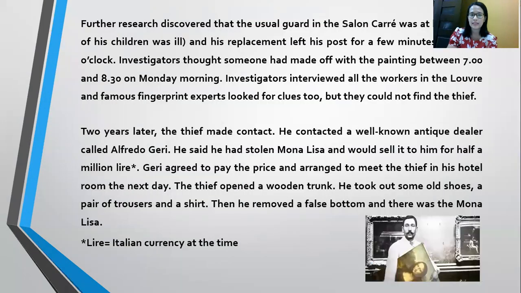Okay, now let's check the story again, deeper. Further research discovered that the usual guard in the Salon Carré was at home because one of his children was ill, and his replacement left his post for a few minutes around 8 o'clock. Investigators thought someone had made off with the painting between 7 and 8:30 on Monday morning. Investigators interviewed all the workers in the Louvre, and famous fingerprint experts looked for clues too, but they couldn't find the thief.